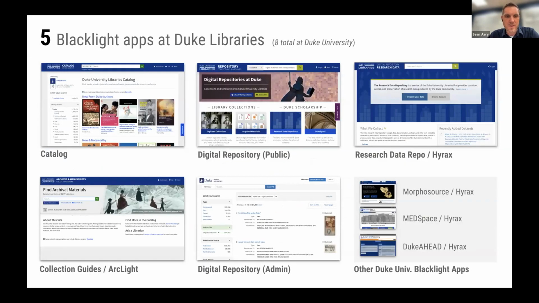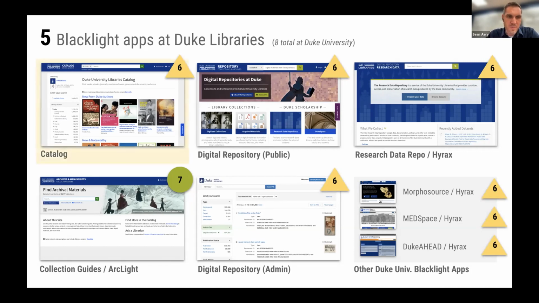So we started the year with a bit of an uphill climb. We were still mostly using Blacklight 6. Most of our dev team was focused and already committed to finishing a multi-year Drupal migration project that really had nothing to do with Rails or Blacklight. But still, we have been successful in updating one of our Blacklight applications from 6 to 7 this year, and that's our catalog.